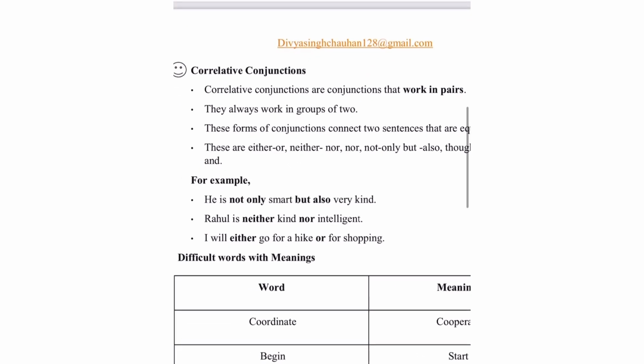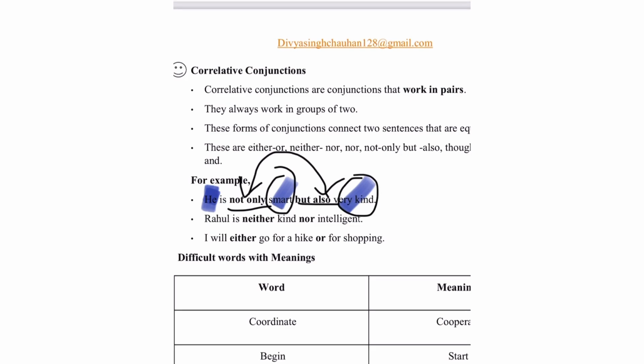Let us understand the first example now. He is not only smart but also very kind. So, two qualities of a particular person are being explained here, and these conjunctions like not only, but also, both of them are connecting the qualities being given of a particular person. I hope this is clear. Let us move forward to the next example.